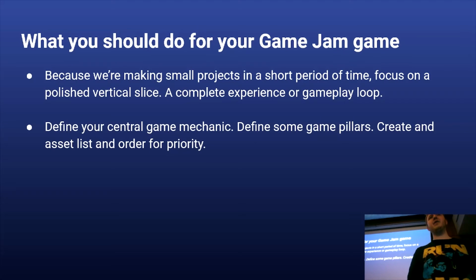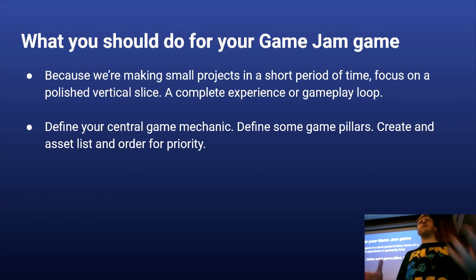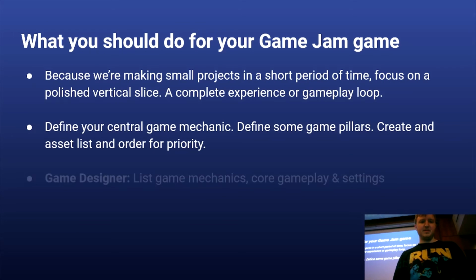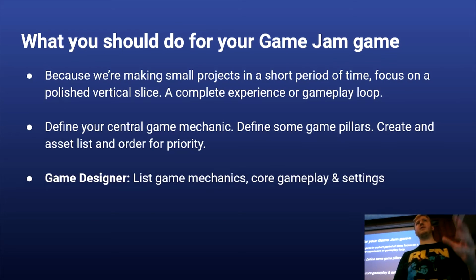Define what the central mechanic of your game is. There should be one central mechanic, especially for a jam like this. Define some pillars. These are basically going to be the building blocks of your game. For example, God of War has cinematic feeling, visceral combat, and good storytelling. Those are its pillars. So it tries to adhere to those in everything that it does. So make your own pillars and make sure that your game adheres to those at all points.